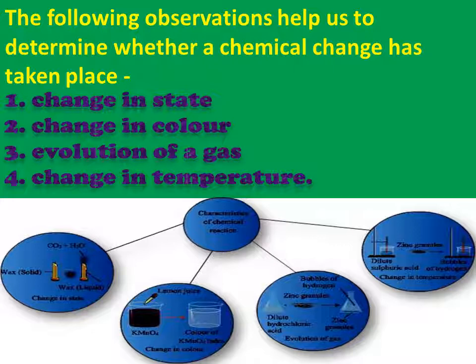Next one is evolution of gas and change in temperature. If you add zinc to sulfuric acid or hydrochloric acid, then generation of hydrogen gas takes place. Means you are producing hydrogen gas by using solid zinc and liquid hydrochloric acid, and the container will become hot. So evolution of gas and change in temperature may take place. Likewise, if you add water to quicklime, a tremendous amount of heat energy is liberated.